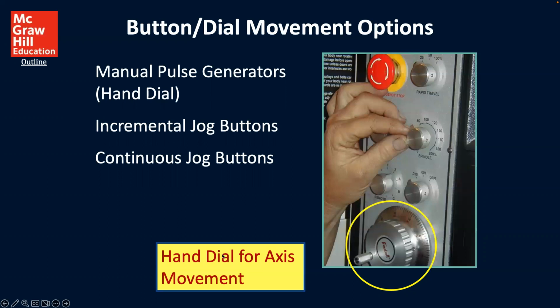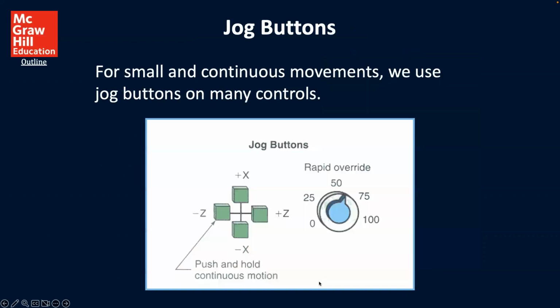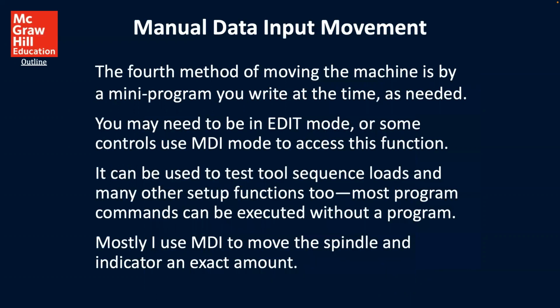So here we have a hand dial for axis movement being shown there. You can have the jog buttons for small and continuous movements. We use jog buttons on many controls. And so we're seeing some examples of the jog type of ways that you can be moving things around here. You can have manual data input movement.